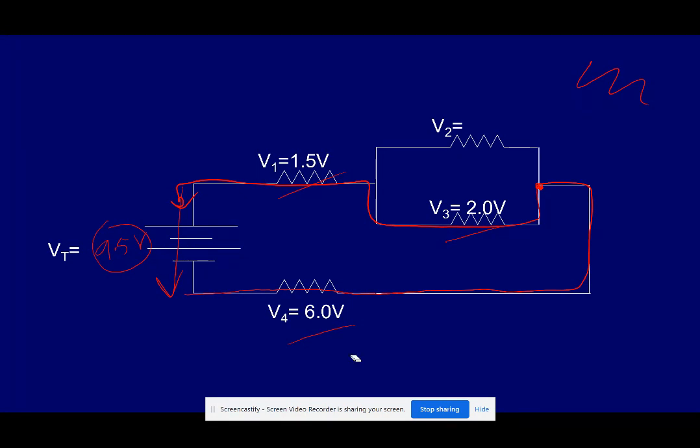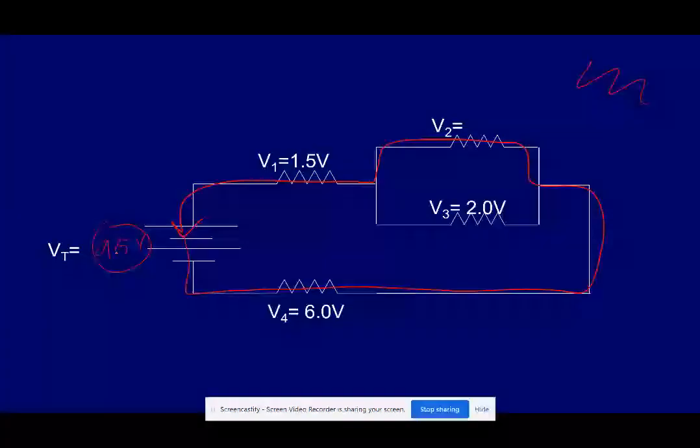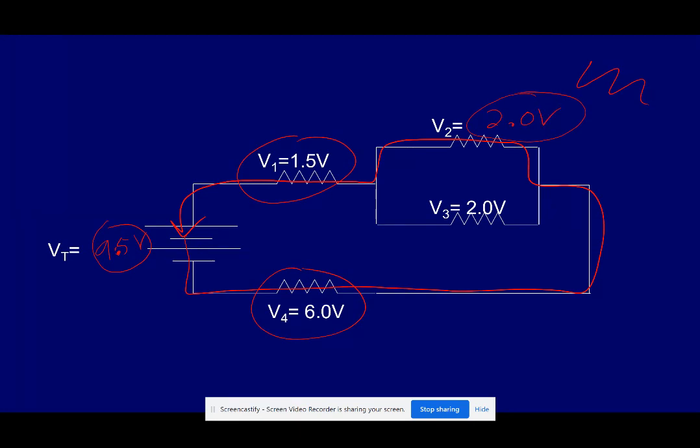Now, if you follow the other pathway, if I take those off, if instead I drop 6, and I want to figure out that unknown drop, there's a 9.5 volt gain at the source, we can't change that. It drops off 6 here, 1.5 here. How much did it have to drop at V2? And you'll find that it's 2.0 volts.